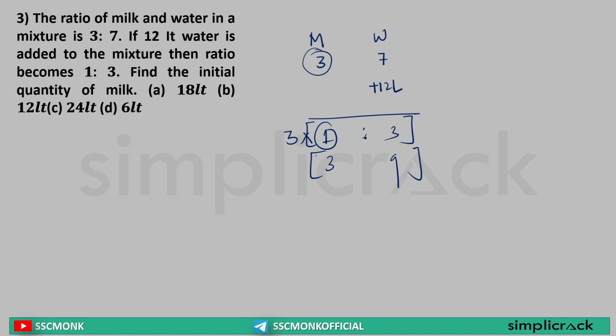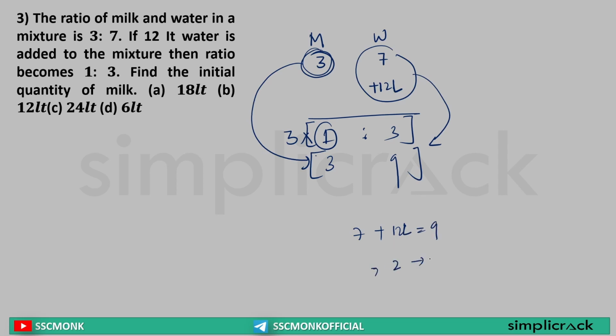Yes or no? Yes. That means 3 part of milk is equal to 3. So 7 plus 12 part of water will be equal to 9. Yes or no? Yes, sir. That means, sir, here we are seeing that 7 part plus 12 liter is equal to 9 part. So 9 minus 7 is equal to 2 part, which is equal to 12 liter. So 1 part is equal to 12 by 2, that is 6 liter. If 1 part is 6 liter, what is the initial quantity of milk? 3 part. So 3 into 6 is equal to 18 liter. So the initial quantity of milk is equal to 18 liter.